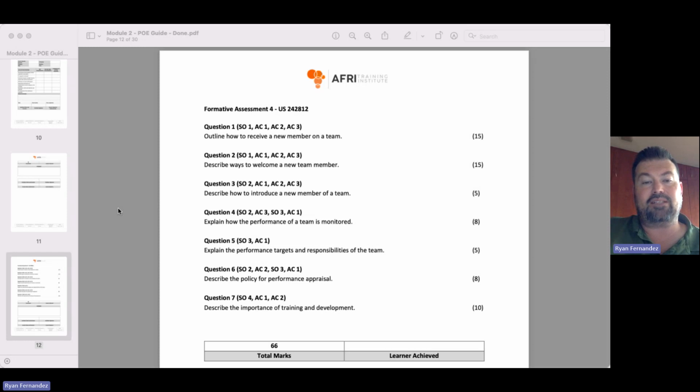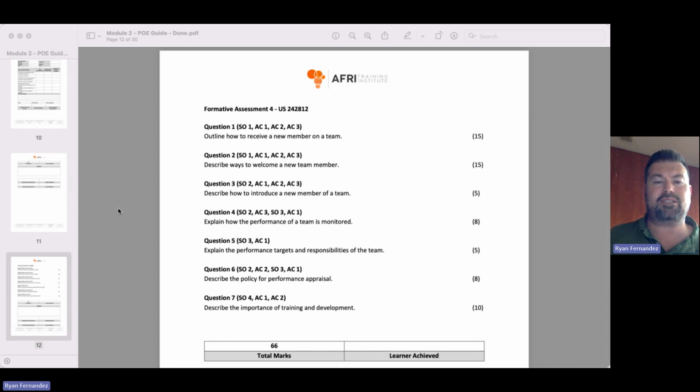And then the last one is describe the importance of training and development. Now, in your organization, why is it important to constantly be developed, to train, to develop? Some of the importance will be on page 49 and 50, and I want you to look at what the benefits are. They're going to be listed, and if you put down most of the benefits, you are going to get the 10 marks.